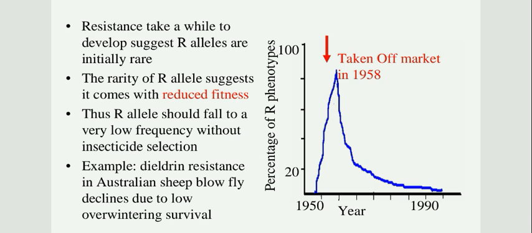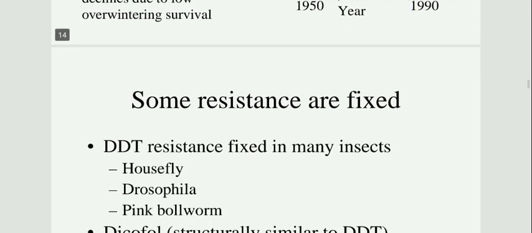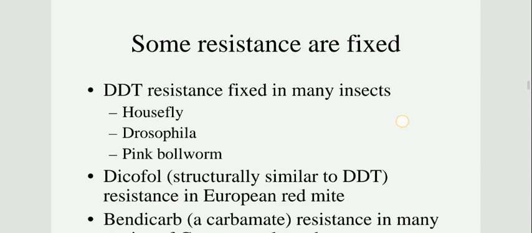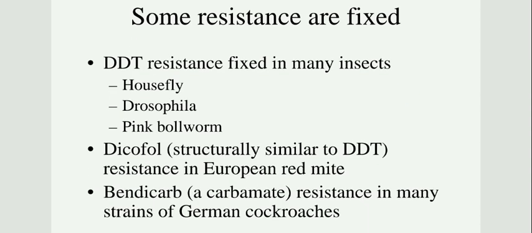Dieldrin resistance in the Australian sheep blowfly declines due to low overwintering survival. Some resistance is fixed. DDT resistance is fixed in many insects like housefly, Drosophila, pink bollworm. Dicofol, structurally similar to DDT, resistance in European red mite. Then bendiocarb, a carbamate, resistance in many strains of German cockroaches.